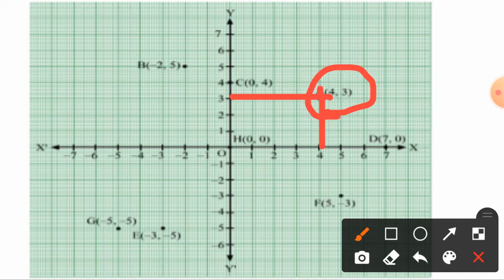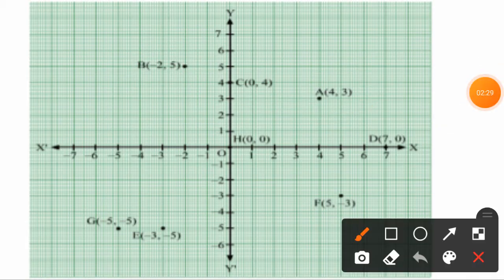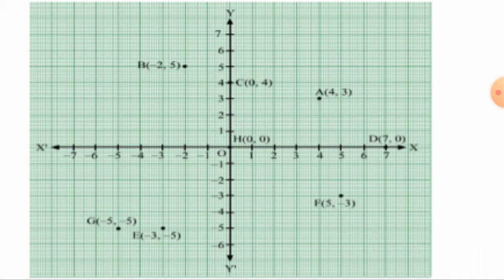Similarly, for point B we are given (-2, 5). From the x-axis we take -2 and from the y-axis we take 5, so it will be (-2, 5). Point C is given as (0, 4). Here x will be 0 and y will be 4, so this point will be (0, 4). Now point D is (7, 0). Here x will be 7 and y will be 0, so this point is (7, 0).